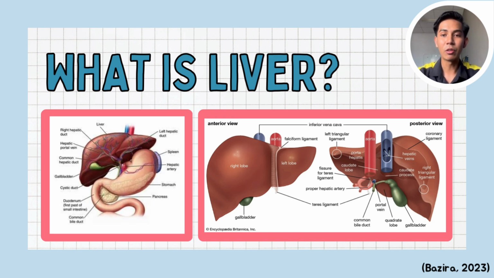The liver consists of two main lobes, the right lobe and the left lobe, which are divided by a ligament. Each lobe is further segmented into smaller units called lobules, which are connected to networks of ducts that transport bile. Blood supply to the liver comes from two primary sources, which are the hepatic artery and also the hepatic portal vein.